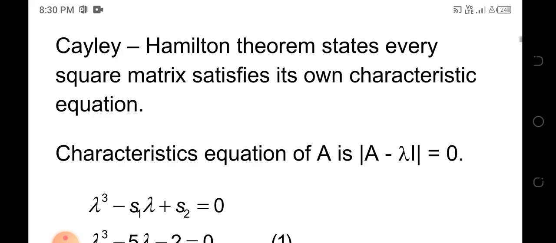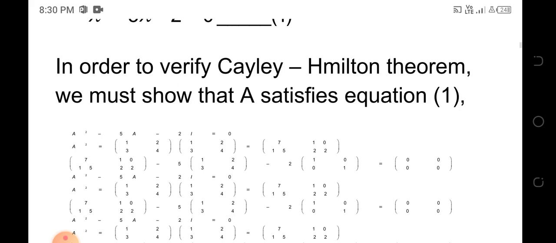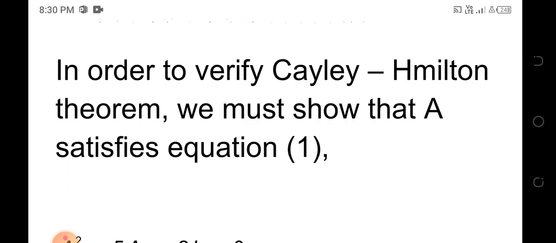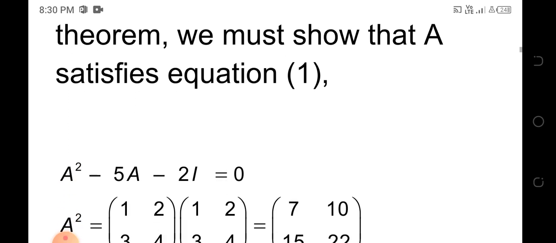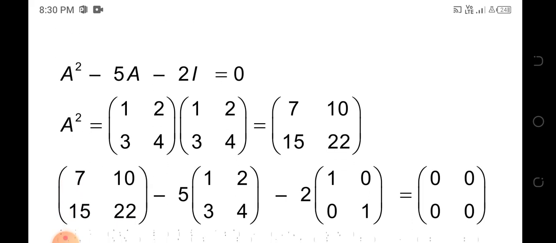So, the characteristic equation, it is a 2 cross 2 matrix. So, obviously, it is lambda square minus 5 lambda minus 2 equal to 0 is the value. So, for that, we have found the characteristic equation. What you have to do? The lambda value will be converted into the matrix form called A square minus 5A minus 2I equal to 0. See here, the last value is a constant value. Along with that, they have multiplied the identity matrix called I. So that is 2I here.